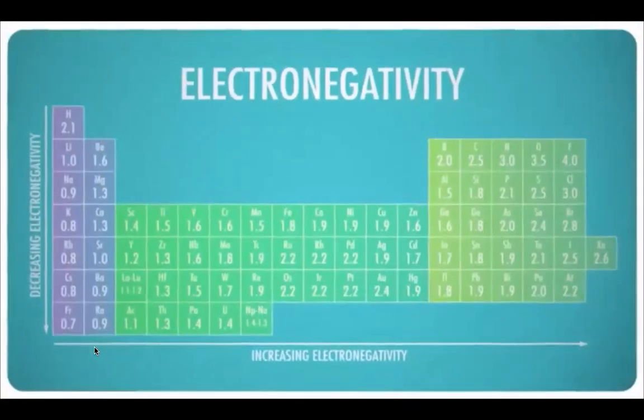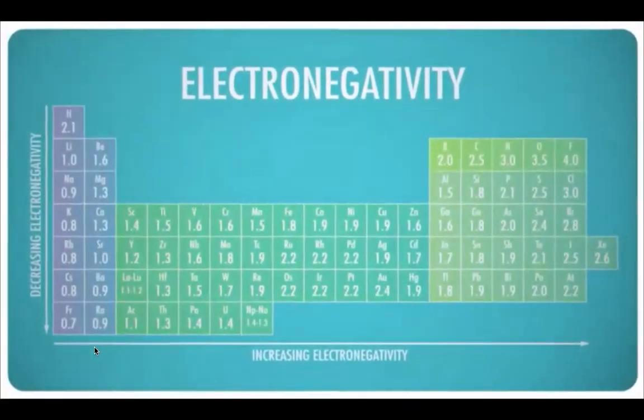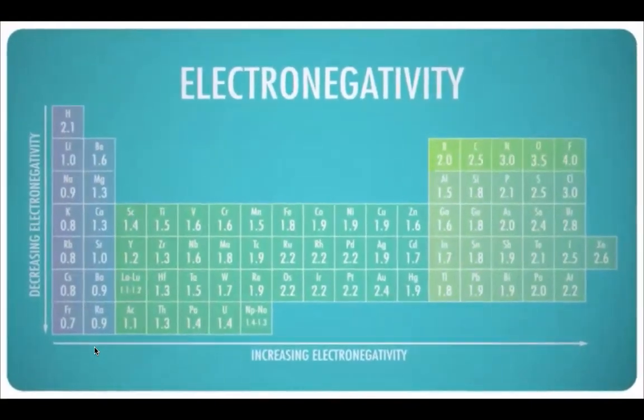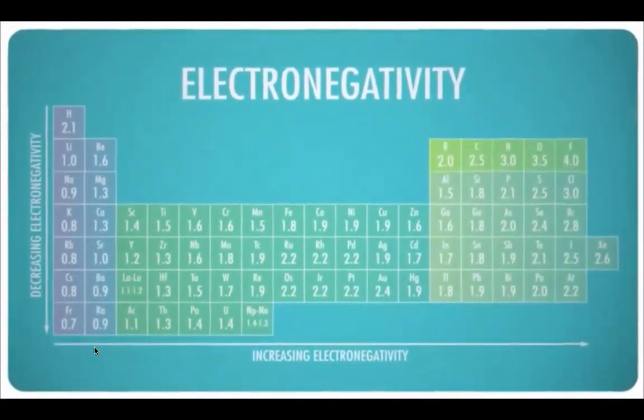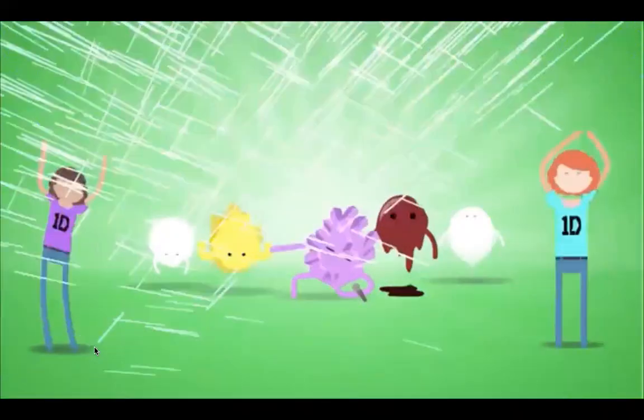But in this nice little map, you can see that the trend is pretty clear. The upper right is where all the superstars of electro fame are. Oxygen, nitrogen, fluorine, chlorine, and bromine are basically the One Direction of the periodic table.